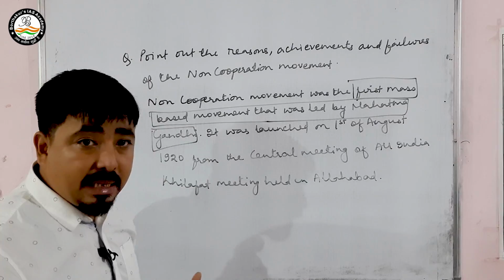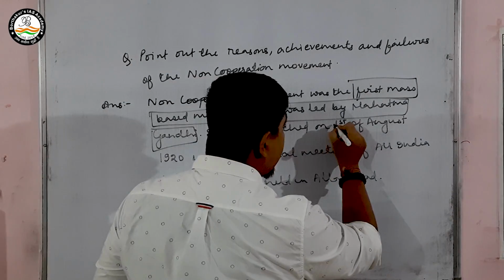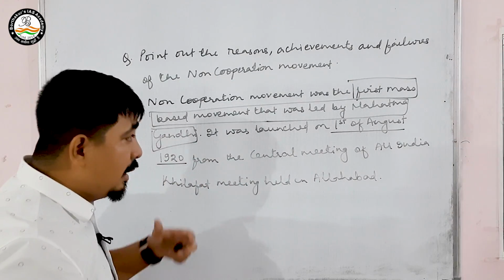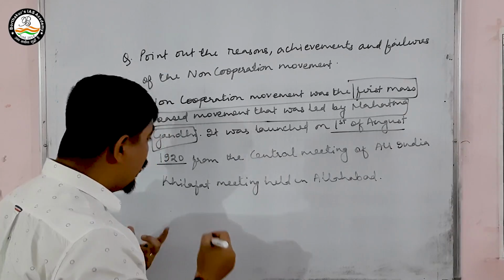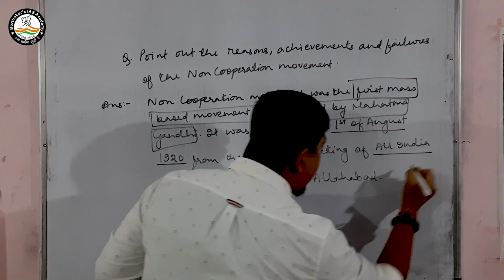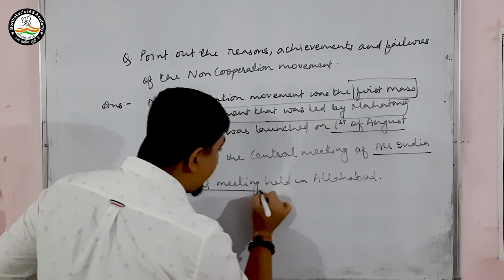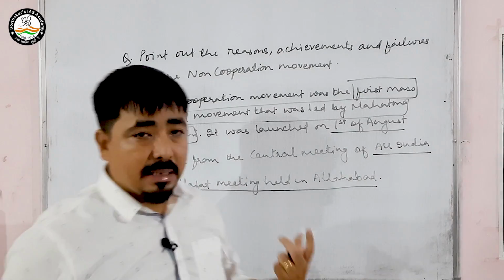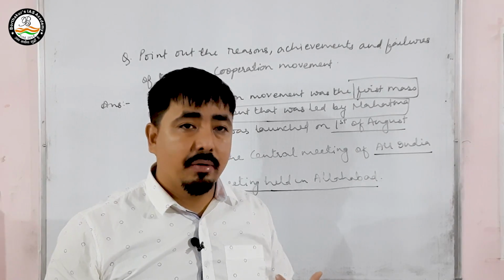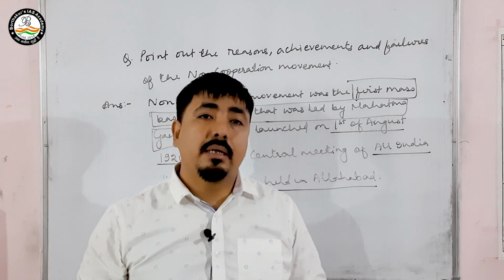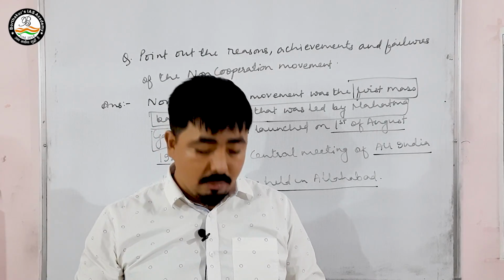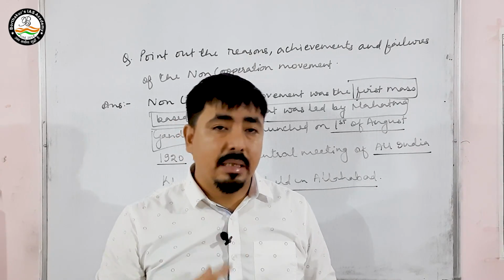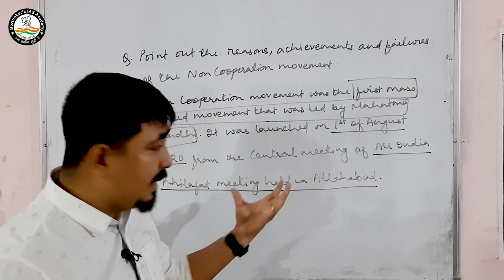Then the second thing you can underline in this introduction is that it was started on 1st of August 1920. The next thing you can underline is where it was declared from: the All India Khilafat meeting that was held in Allahabad. When you write your answer, you need to highlight the important points, because when the teacher checks the answer sheets, they will be checking a lot of copies. So you need to grab the attention of the teacher. This is how you grab the attention of the teacher.